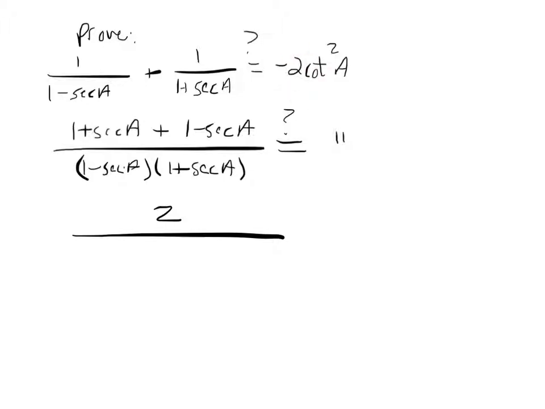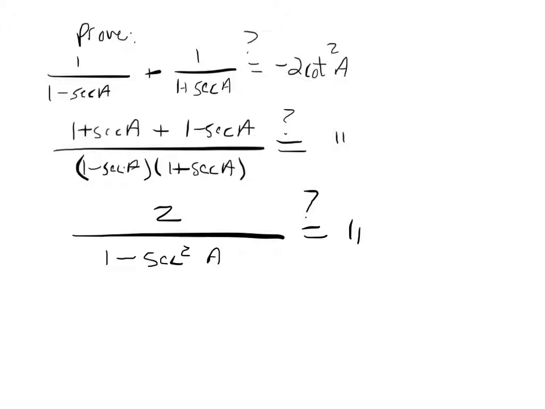I note that the denominator, when I multiply it out, is going to be a difference of squares, a minus b times a plus b, so I get a 1 minus secant squared of a, and I'd ask, does that somehow equal negative 2 cotan squared of a? And I look at that 1 minus secant squared, and that's looking like something involving a Pythagorean identity. So let's think about that. I'm going to let you think about that for a minute.